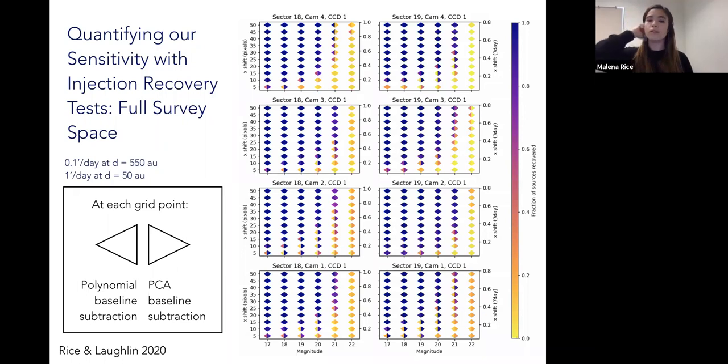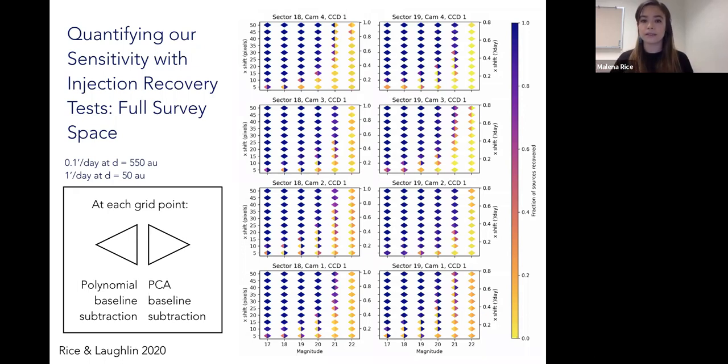Here we injected a grid of 24 signals at each magnitude and X shift into each of these frames. And X shift is a proxy for distance because this just quantifies the rate at which the signal moves across the sky. So this is the number of pixels that it spans over a TESS sector. Then we ran our pipeline using 2 different baseline subtraction methods. So we used a polynomial fit where we just fit simple polynomials to the baseline of that pixel. We also used a principal component analysis baseline subtraction where we were looking at surrounding pixels in order to determine the baseline of that individual one.